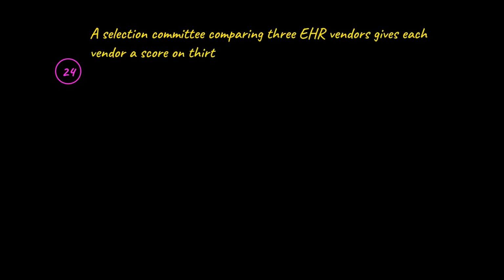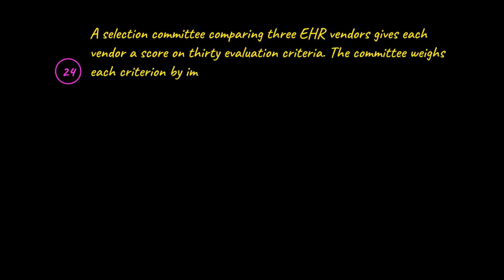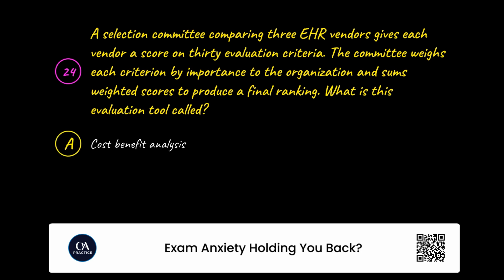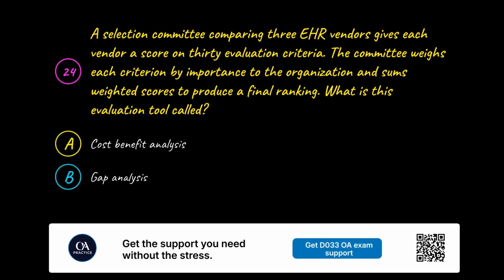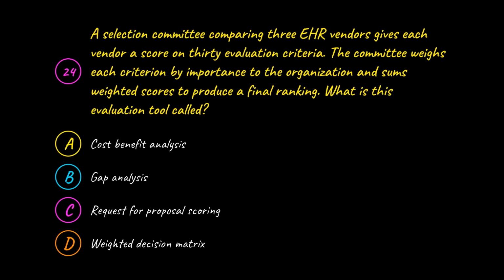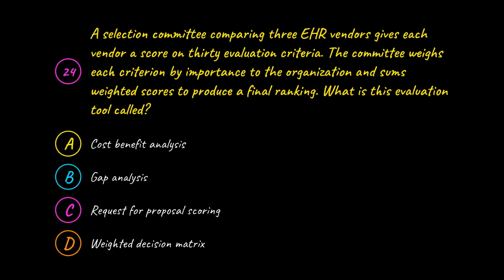Question 24. A selection committee comparing 3 EHR vendors gives each vendor a score on 30 evaluation criteria. The committee weighs each criterion by importance to the organization and sums weighted scores to produce a final ranking. What is this evaluation tool called? Your options are A. Cost-benefit analysis, B. Gap analysis, C. Request for proposal scoring, D. Weighted decision matrix. Got a guess? Lock it in.